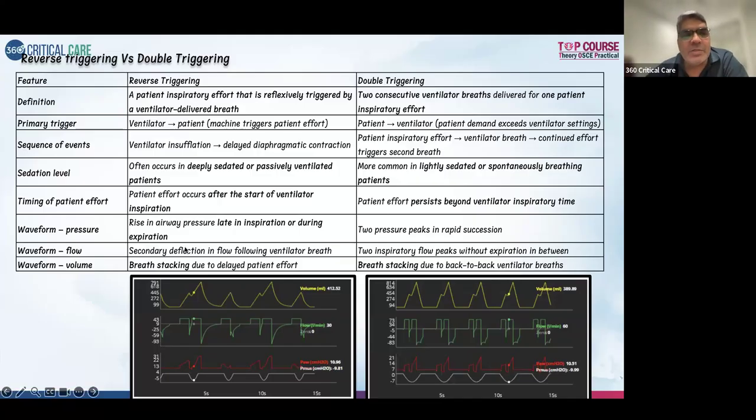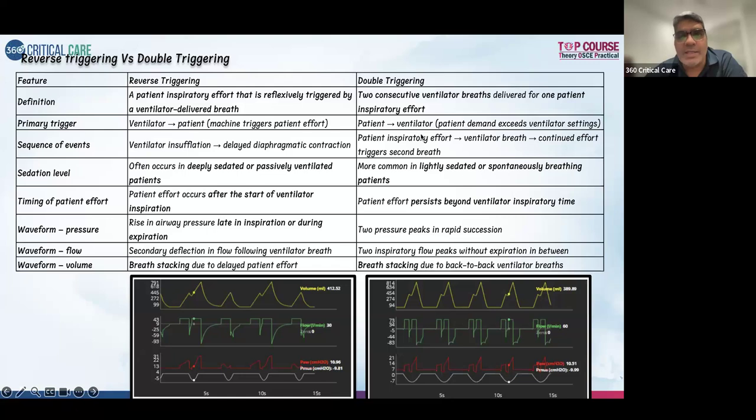Okay. So in the pressure waveform, you will see a rise in airway pressure late in inspiration or during expiration. Very hard and very subtle to look for, but the pressure rise will be late. In case of double triggering, you will have two pressure peaks in rapid succession. The flow shows a secondary deflection following the ventilator breath.